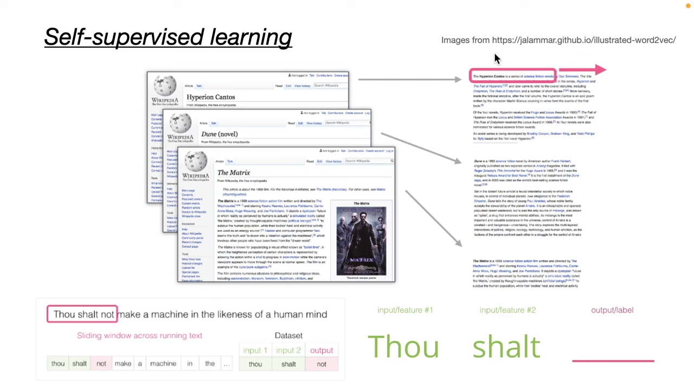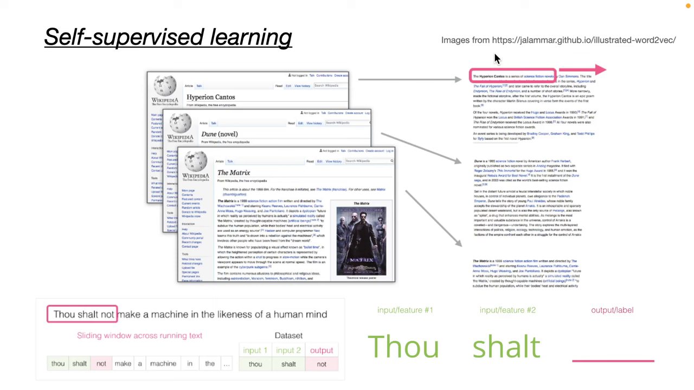And humans who know the English language pretty well can guess that the word not is probably there. If you hear thou shalt blank, you're like, well, what should the blank be? Because you have a good sense and you've heard it before, you know that not can go there. And it turns out we can use this as a kind of supervised learning problem. So we say, these are the X's, thou shalt, and the Y is what we covered up. We covered up the word not.